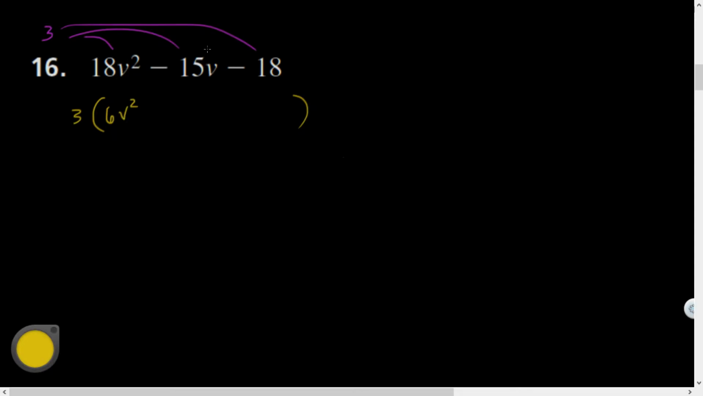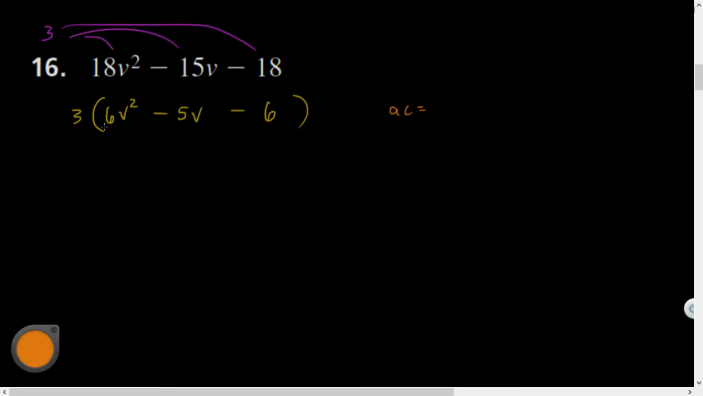And 3 times what is -15? Going to be negative 5, and that v is hanging out. And 3 times, well, we already said 6 was 18, and this one's got to be negative. So there we go. Now, the benefit of doing that is that 3 is now out of here, and I can now factor just the inside using the AC method, which is what I'm going to do.